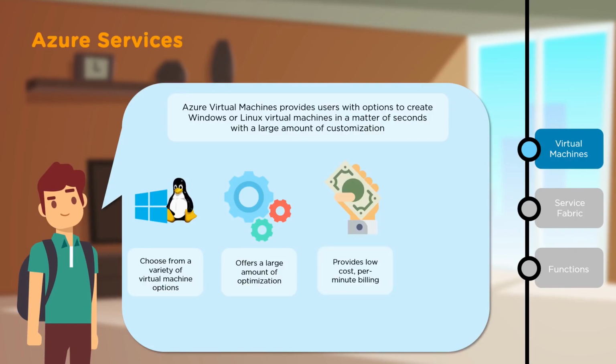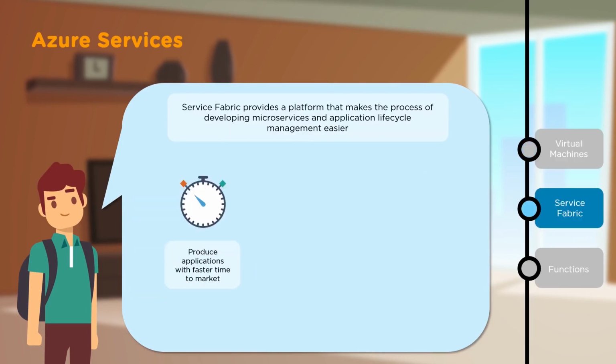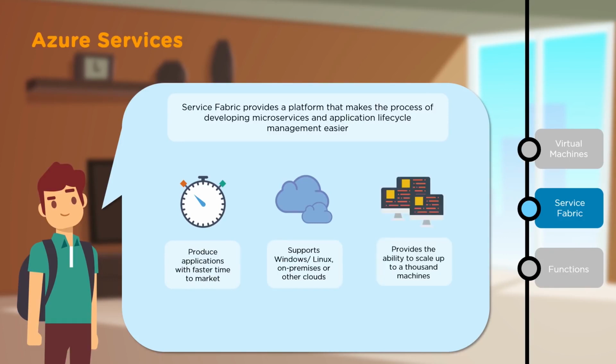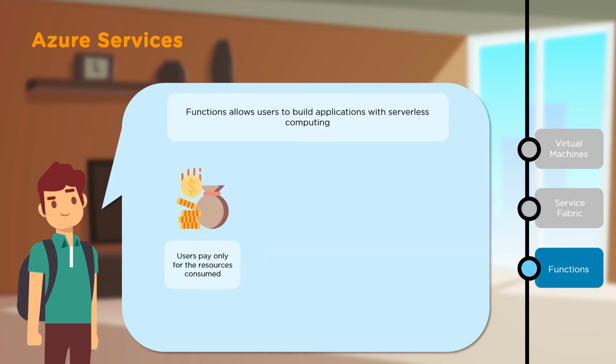Now Azure provides you per minute billing, which means that you're only charged for how much time you use the service. And finally, you have enhanced security and protection for your virtual machines. Next, we have Service Fabric. Now with Service Fabric, you have a platform which enables you to create microservices. Now this also makes the process of application lifecycle management a whole lot easier. As a direct result, you can create applications with a faster time to market. It supports Windows, Linux, on-premises, or other clouds, and it enables you to do a tremendous amount of scaling up depending on your requirement.